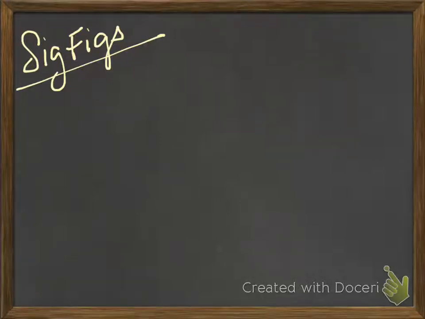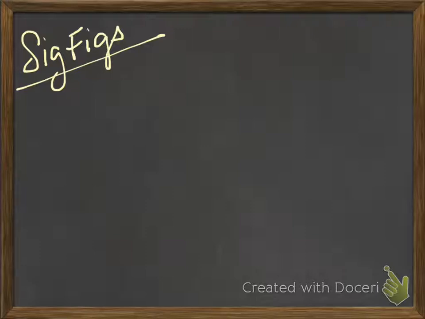Okay, this is a tutorial on significant figures, identifying them, rounding them correctly, and doing mathematical operations with them. You can watch this as many times as you need to, pause, rewind, any of that. After you've watched this, you'll have a practice sheet and you'll have a quiz tomorrow.